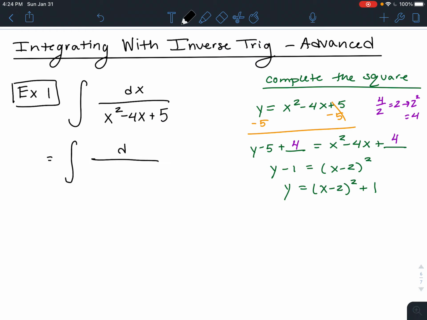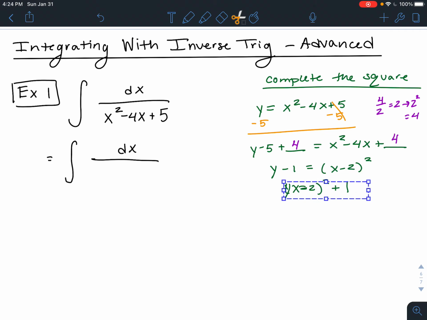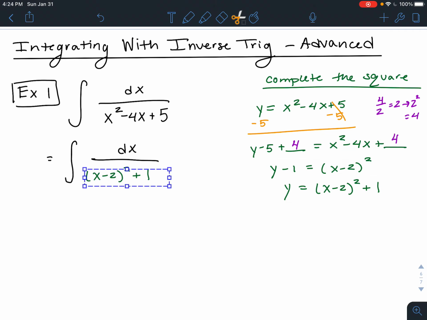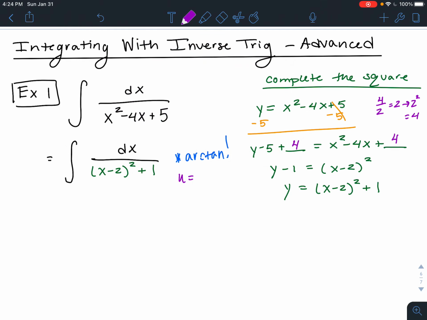Now I'm going to rewrite my integral and copy this over in the denominator. So this is why I did that. Now I have a variable portion squared plus a number being squared. In other words, this is arctan. You have something squared plus a number being squared. So I'm going to do a u sub on the x minus 2 part, which means that my du is just dx.